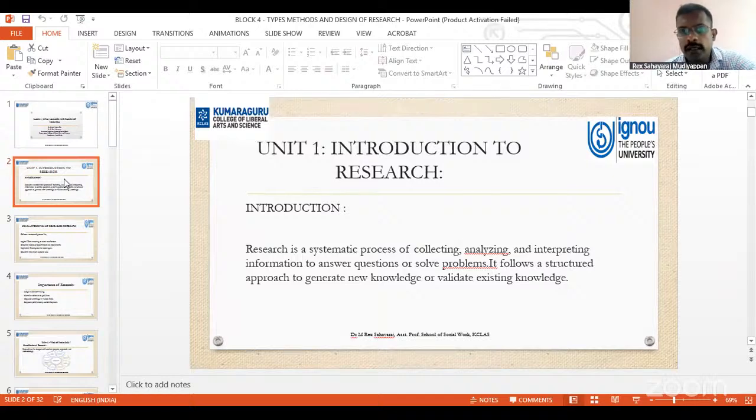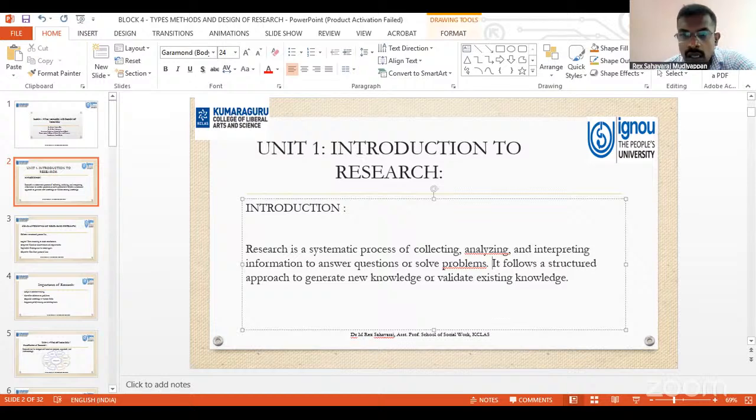So when we talked about the introduction to research, we learned that research is a systematic process of collecting, analyzing, and interpreting information to answer questions or solve problems. It follows a structured approach to generate new knowledge and validate existing knowledge. This is a very basic understanding we should have as learners towards research, right?